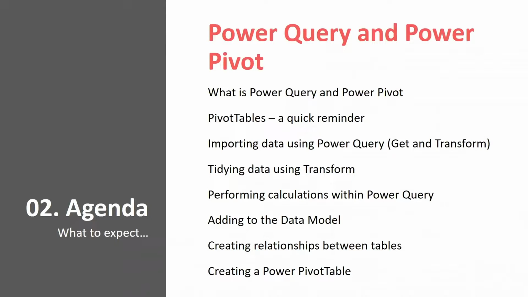We'll then import some data using Power Query, or the Get and Transform utility as it's called. I'm going to show you how you can tidy up data and clean it using Transform, and also how you can perform calculations within the Power Query window. We're then going to take a look at how you can add to the data model and create relationships between tables. And then finally, we're going to create a Power Pivot table. And this will probably mean nothing to you at the moment if you've never come across Power Query and Power Pivot, but hopefully by the end of the session you'll be a little bit more on board with the terminology that we use.